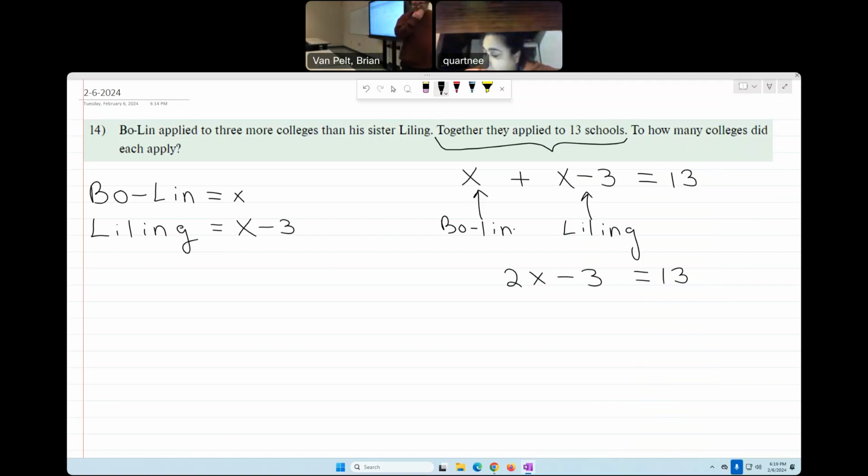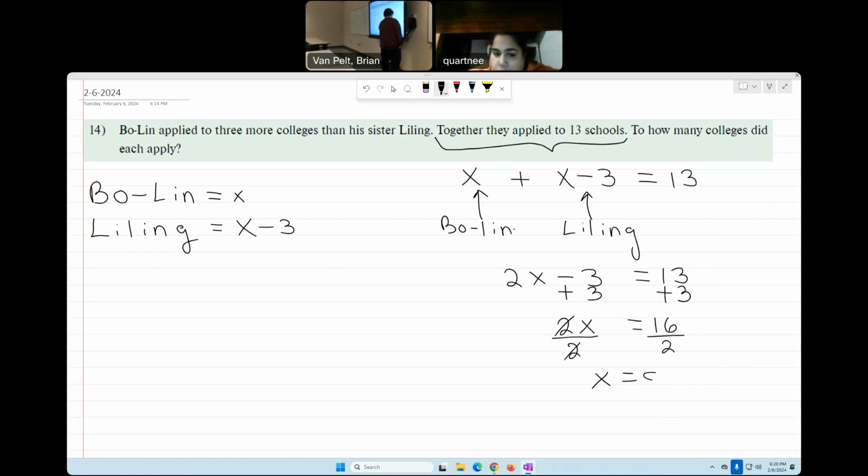What would you do now? Add 3 to each side. Now you're ready to solve. That's right. So add 3 to each side. And it looks like we get 2x equals 16. Now what should I do? Divide each side by 2. So now we know that Bolin applied to 8 colleges. And how many did his sister apply to? 5 colleges.